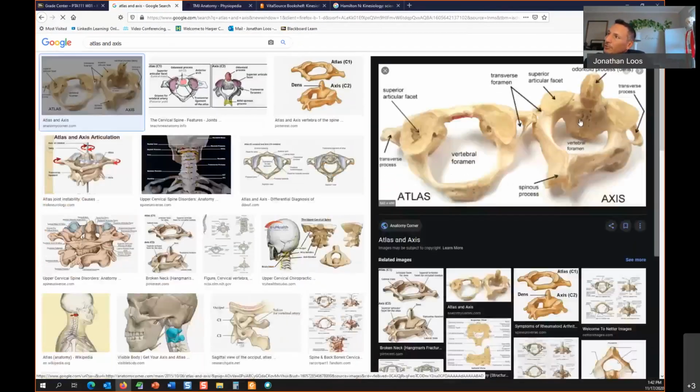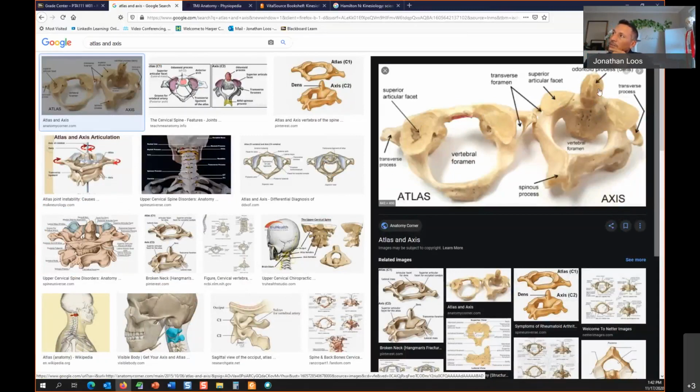So if you look here, here's your atlas, right? And these are the articular surfaces that hit those condyles at the base of the skull. Right there is your very first cervical vertebra, and your skull is kind of rocking on these components. And then what's right below the atlas is the axis. Right here is where the atlas articulates with the axis.